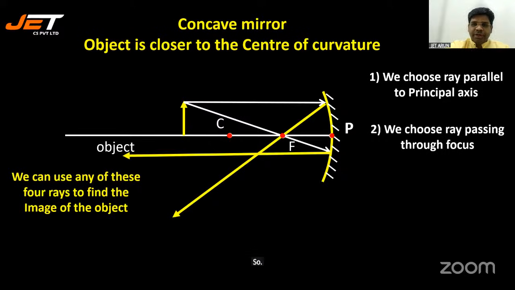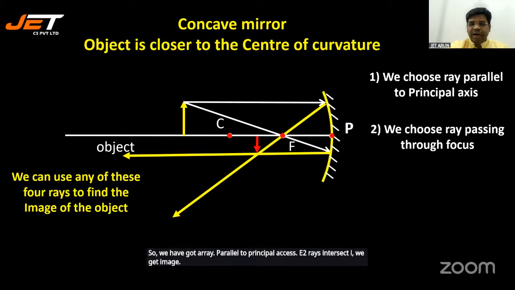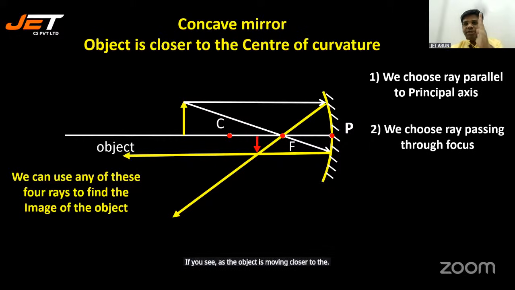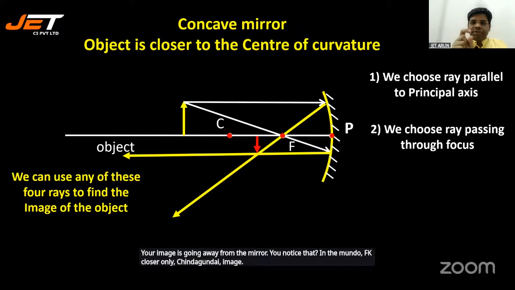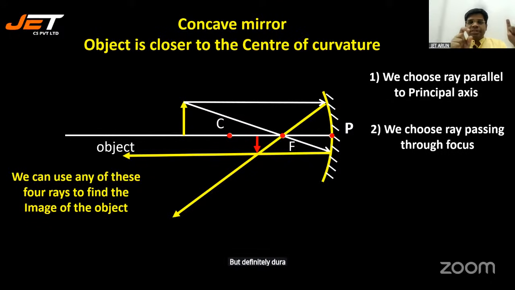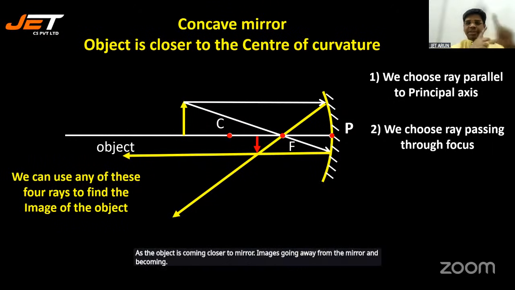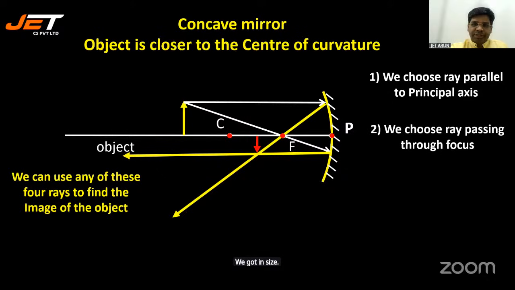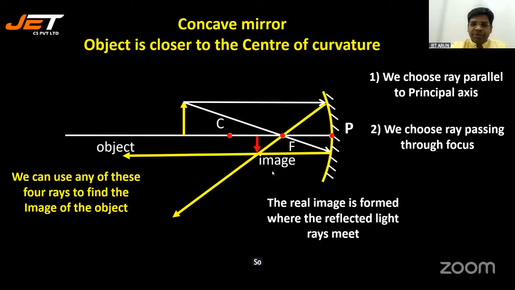So we have got a ray parallel to principal axis. These 2 rays intersect and we get the image. If you see, as the object is moving closer to the mirror, image is going away from the mirror. You notice that? Before, the image was closer to F and small. But now it has moved away from F. As the object is coming closer to mirror, image is going away from the mirror and becoming bigger in size. All right, that's what you have to notice. So real image is formed where the reflected light rays meet.